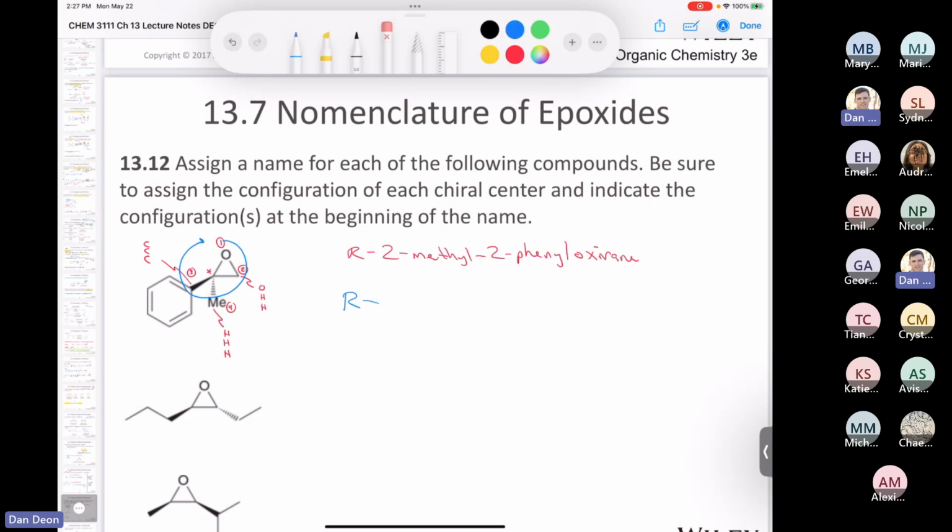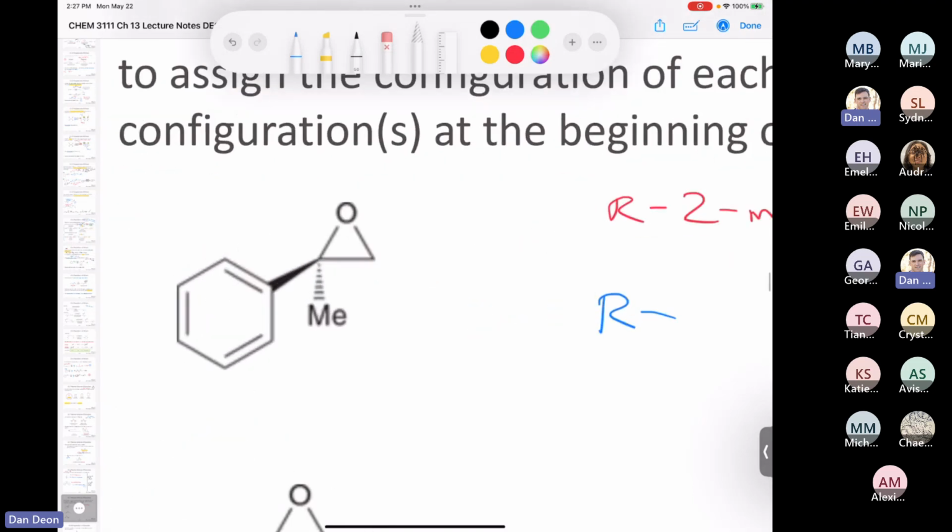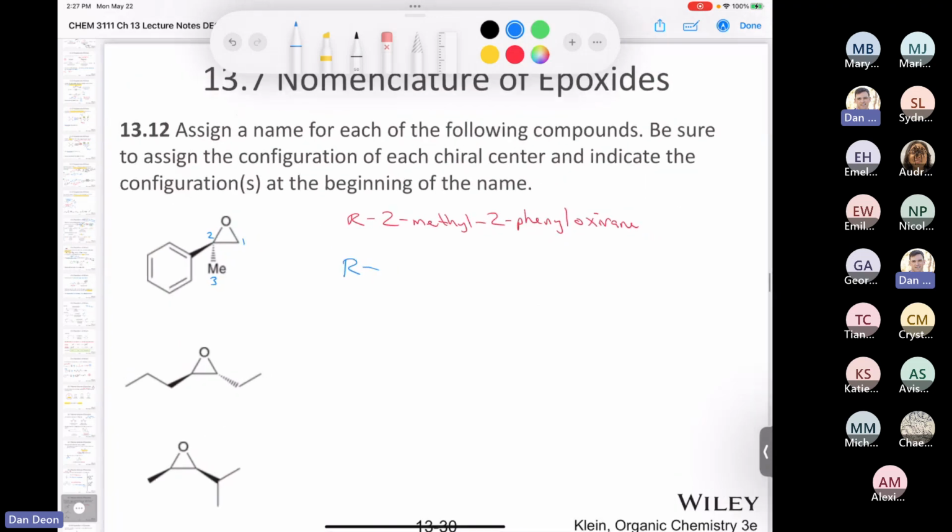Let me just erase all my notes here. So let's just delete all that, and we're going to start over. And we're going to look for the longest carbon chain. And you can see that the longest carbon chain has 1, 2, 3 carbons in it. So this is a 1,2 epoxy propane. And we've got a phenyl at carbon number 2. So we'd call this R 2-phenyl, 1,2 epoxy propane.